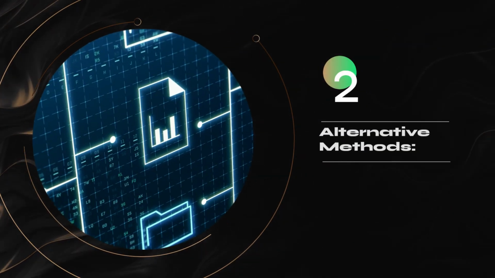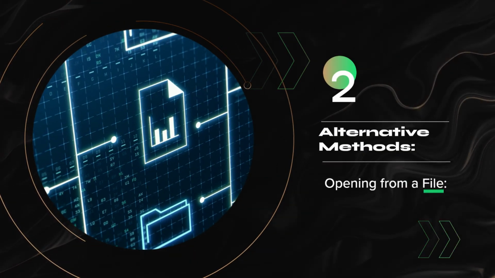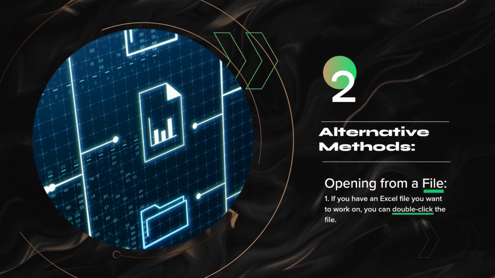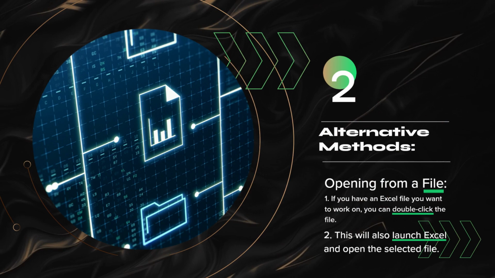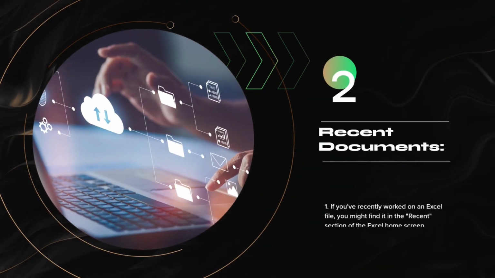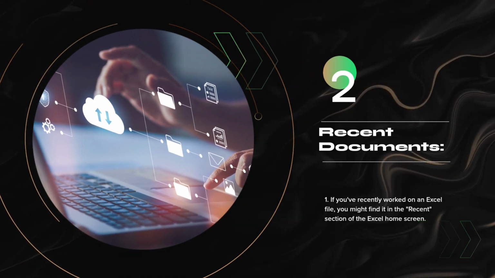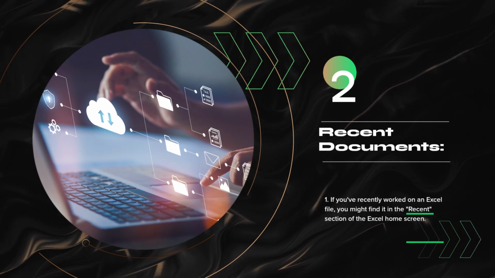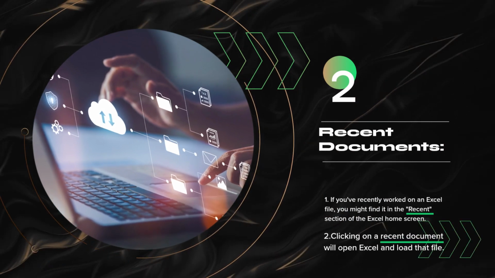Alternative methods: opening from a file. If you have an Excel file you want to work on, you can double-click the file. This will also launch Excel and open the selected file. Recent documents. If you've recently worked on an Excel file, you might find it in the Recent section of the Excel home screen. Clicking on a recent document will open Excel and load that file.